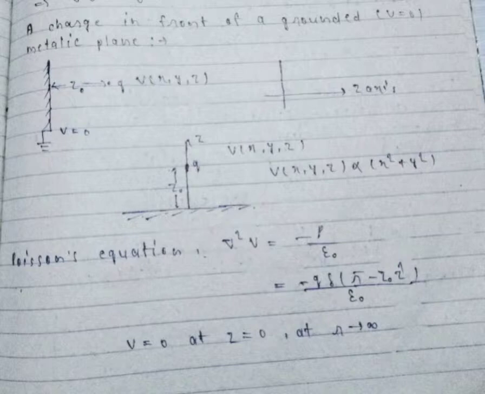So, let me specify the problem. What the problem is that I have a plane which has been grounded. That means potential out here is 0, and I put a charge in front of it, q, at a distance, let us say z0. What is the potential throughout?